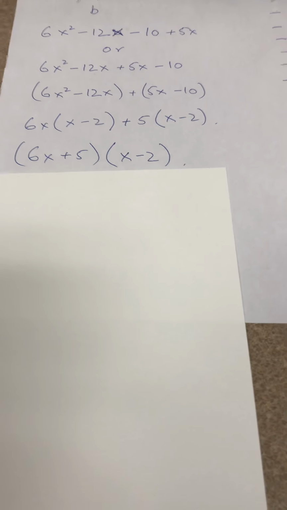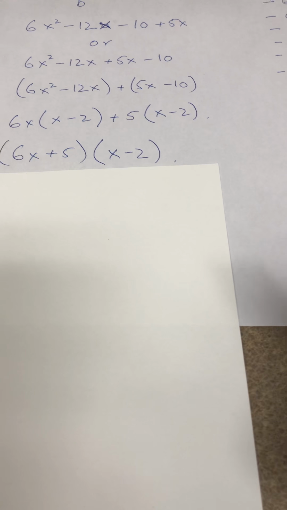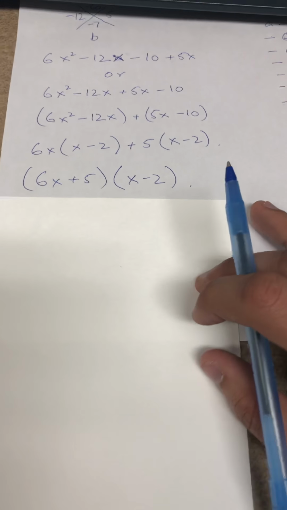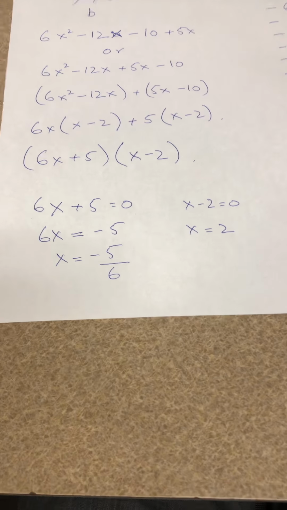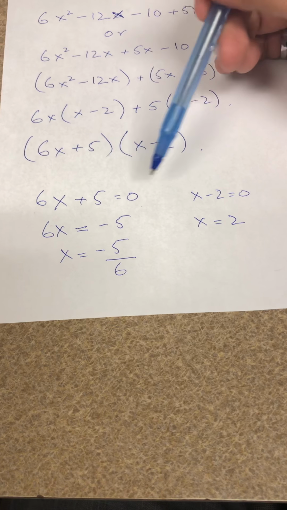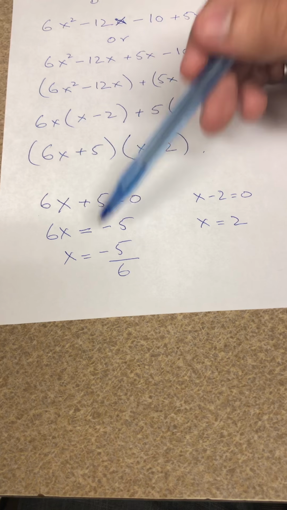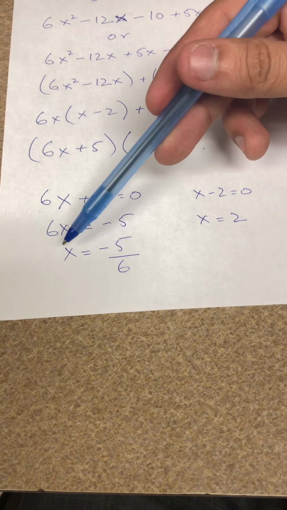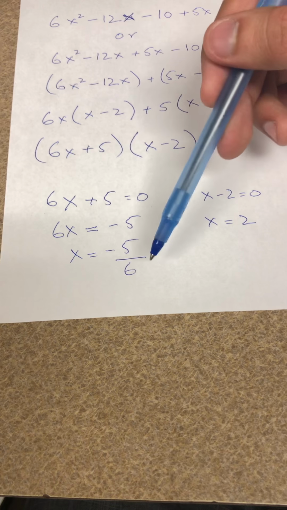So we get our factoring: 6x plus 5, times x minus 2. And further, if you want to figure out the roots of these, you could just write them as follows. Here, if you write 6x plus 5 equals 0, 6x equals, you bring this 5 over, so it'll be minus 5, and you're left with 6x equals minus 5. You divide by 6 on both sides, you get a value of x to be minus 5 over 6.